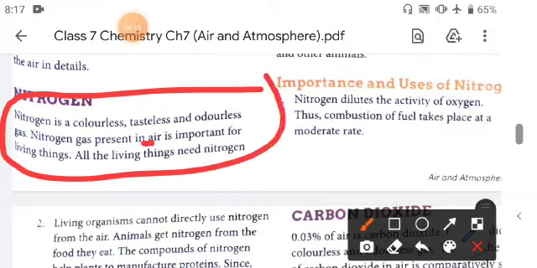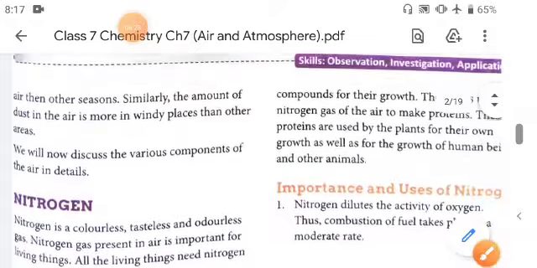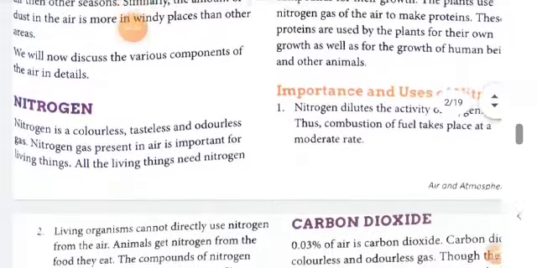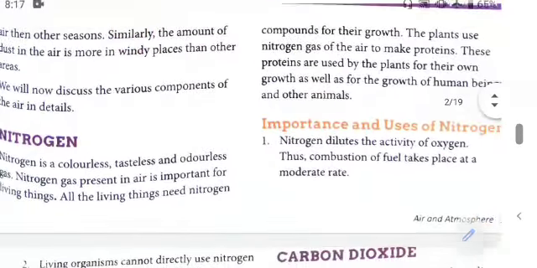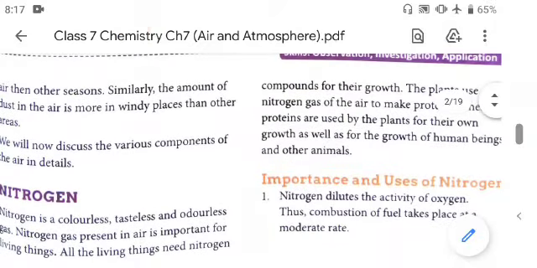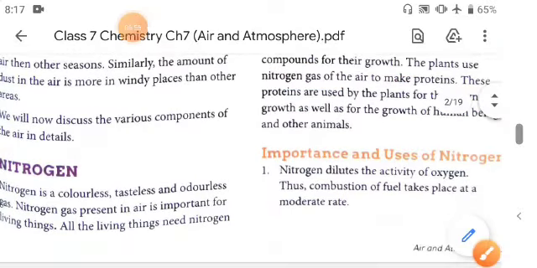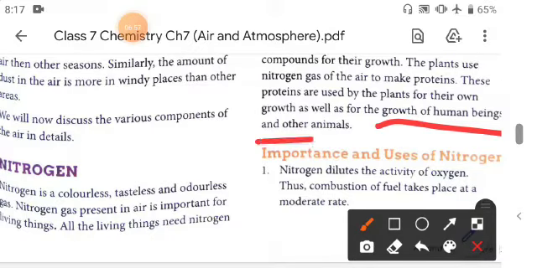This nitrogen gas present in air is important for living things. All living things need nitrogen and nitrogen compounds. Why? For their growth. Since it is present in protein, it is important for growth, and plants use nitrogen gas of the air to make proteins. These proteins are used by the plants for their own growth as well as for the growth of human beings and other animals. Now, importance and uses of nitrogen.